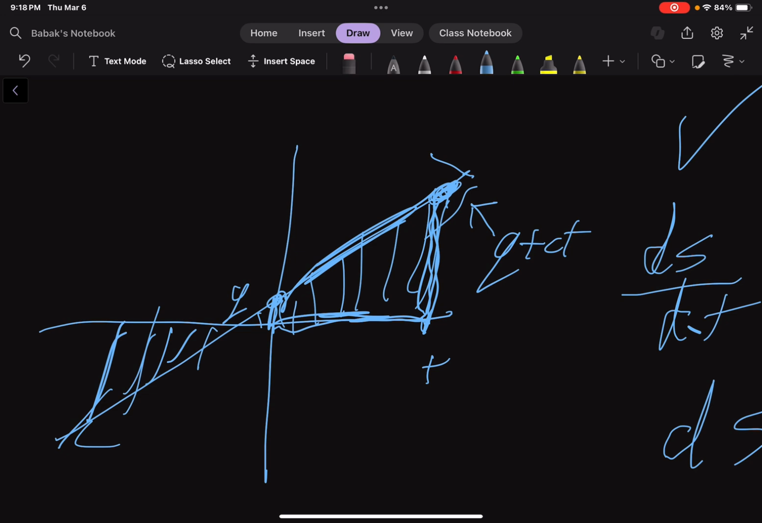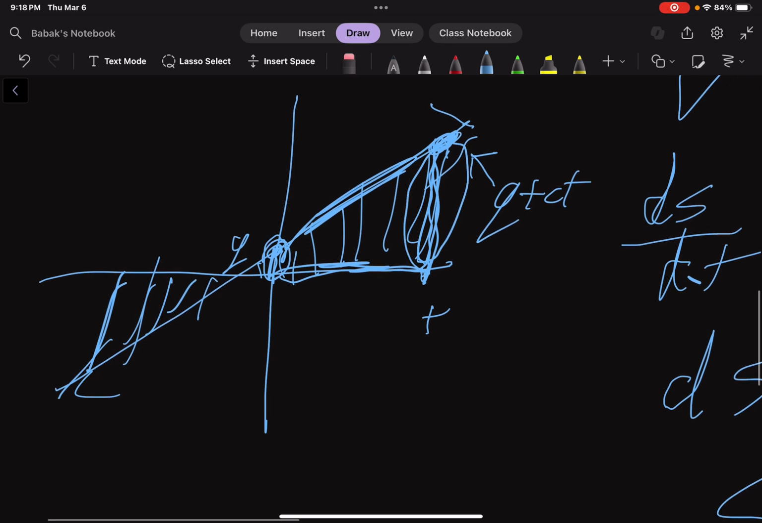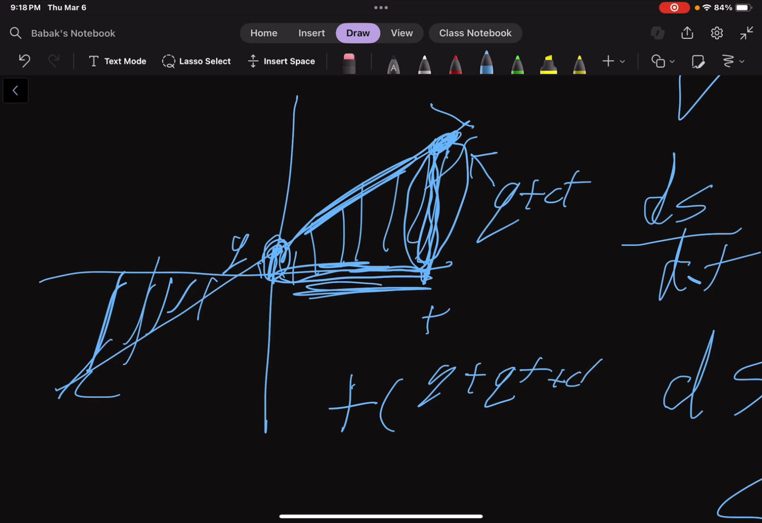Now, consider that this is one base and this is another base. So, we do the area of a trapezoid. And this is the height. So, we do the height times q plus q plus ct.